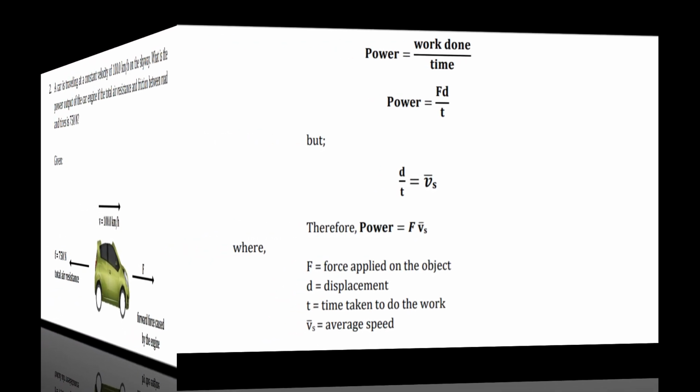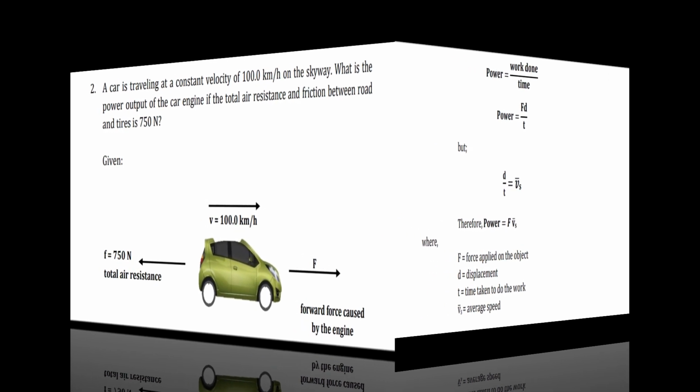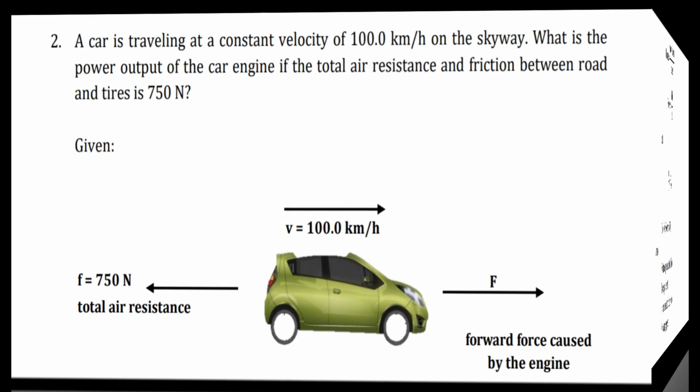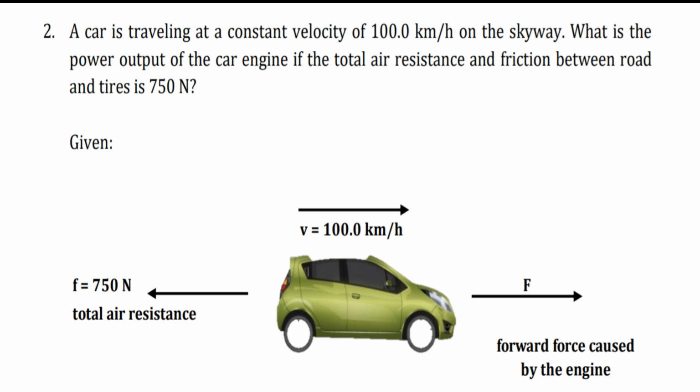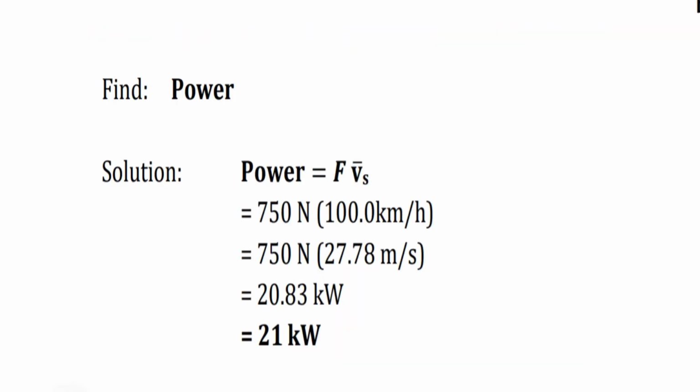Now let us proceed to a given problem. A car is traveling at a constant velocity of 100 km per hour on the skyway. What is the power output of the car engine if the total air resistance and friction between road and tires is 750 newtons? The given in our problem is the total air resistance and friction between the road and tires of the car, and that is equivalent to 750 newtons. Another is the car is traveling at a constant velocity of 100 km per hour. So we are asked to find the power of the car.